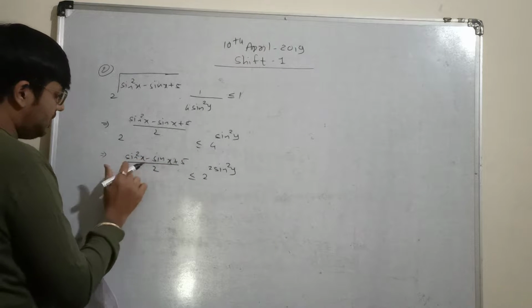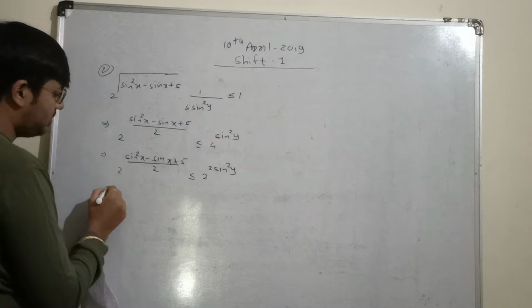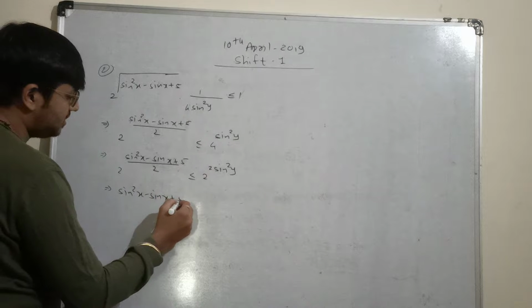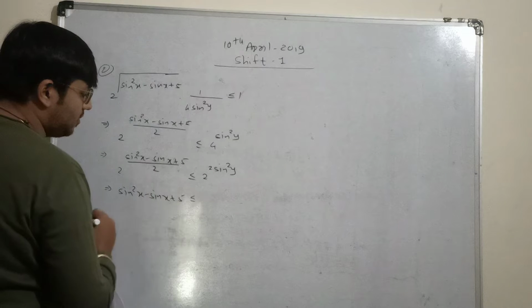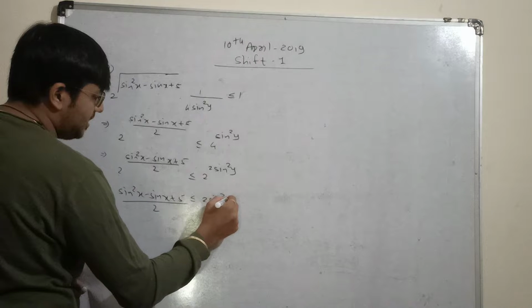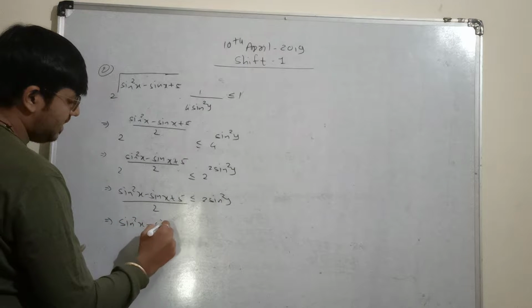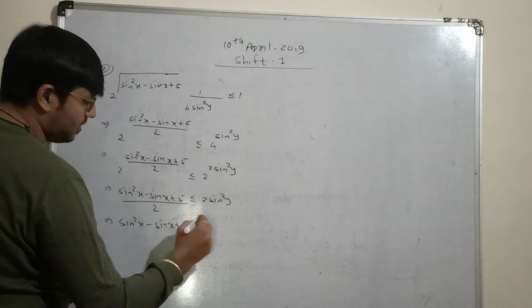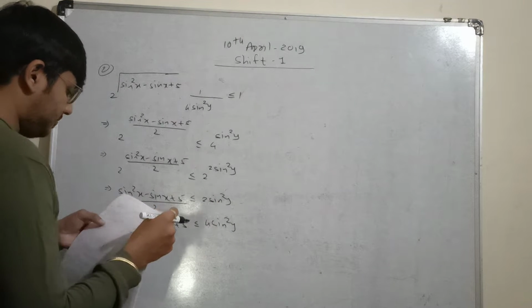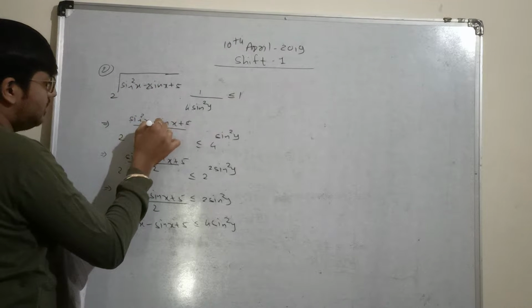Now, as we know that exponential function is always increasing, so if I remove the function from both the sides, so it will become sin square x minus sin x plus 5 less or equals to 2 sin square y. It's like this. Okay, that is a mistake. Here it is 2. Sorry, it's my mistake.